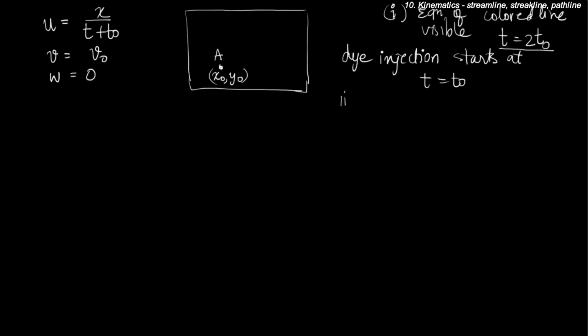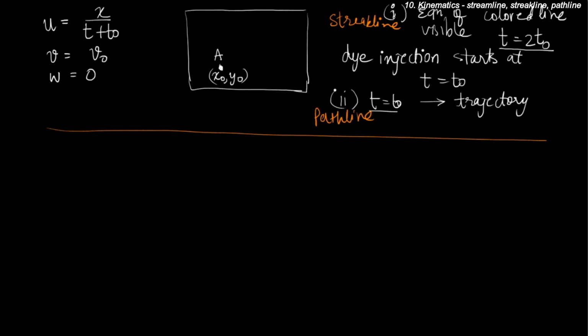The second question is: what is the locus of a single fluid particle that passes through point A at t equal to t naught? Whatever particle is pushed at point A at t equal to t naught, we want to find the trajectory of that single particle, that is the path line for a particle injected at point A at t equal to t naught. So essentially, this is to find the streak line and this is to find the path line. Okay, so let's do it.